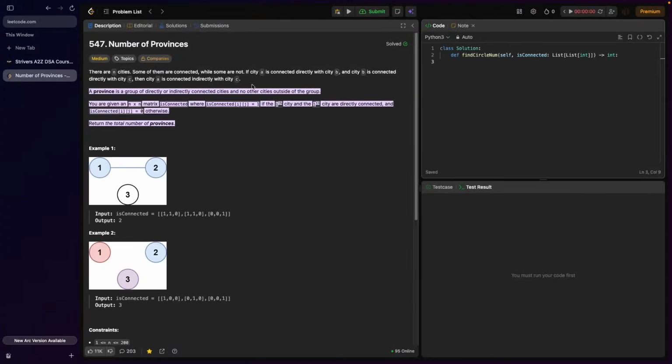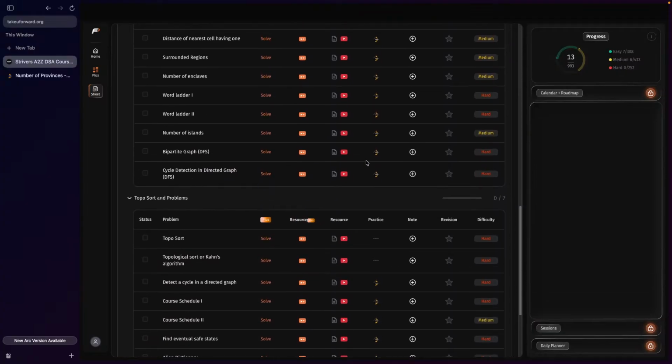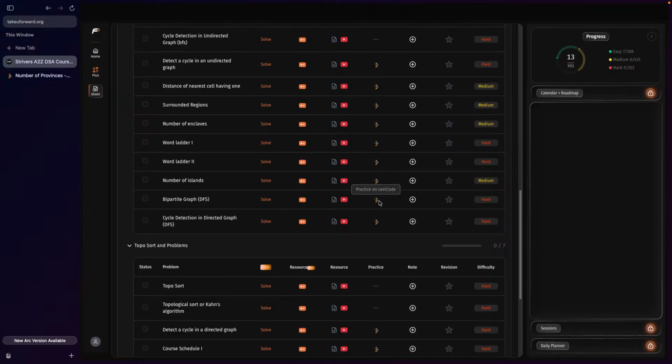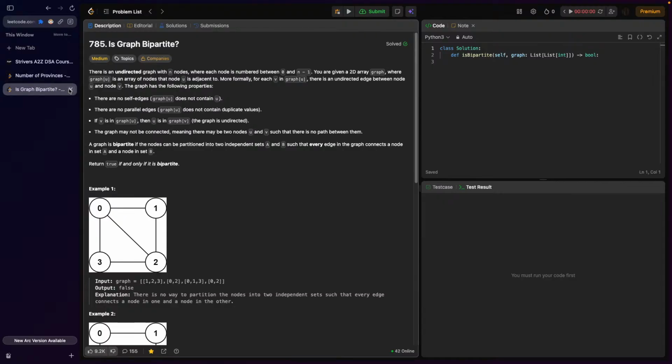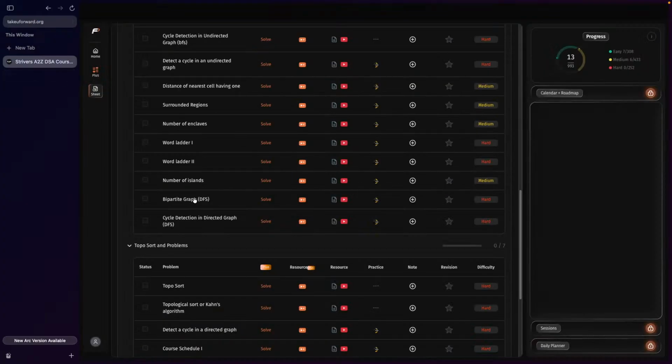Number of provinces, already done. Rotten oranges is done. Flood fill algorithm done. A lot of things already done over here. I don't think I've done hard questions. Bipartite graph, this is something I wouldn't know. I'm pretty sure I would not be able to do this.